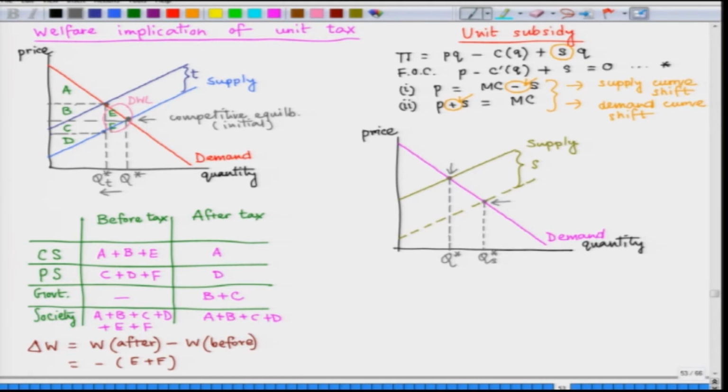Okay. So, now let us complete the diagram. So, we have drawn our diagram by shifting the supply curve to find a new equilibrium. So, this is my new equilibrium, and this one here is my first or competitive equilibrium, right.